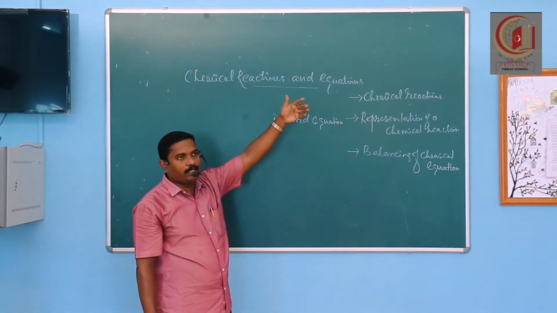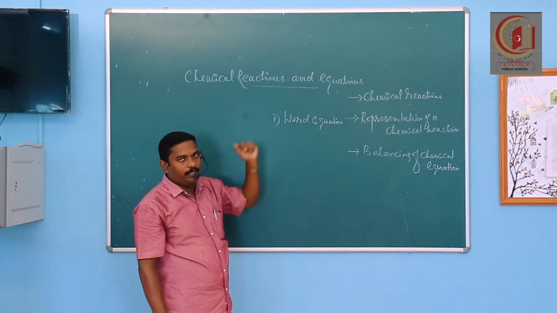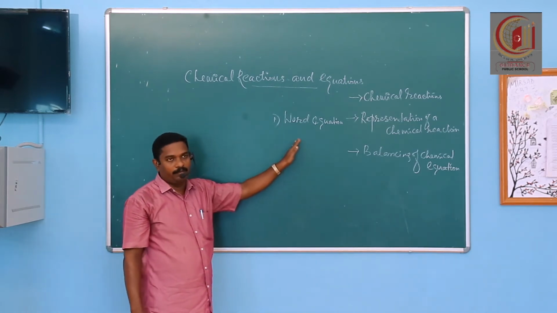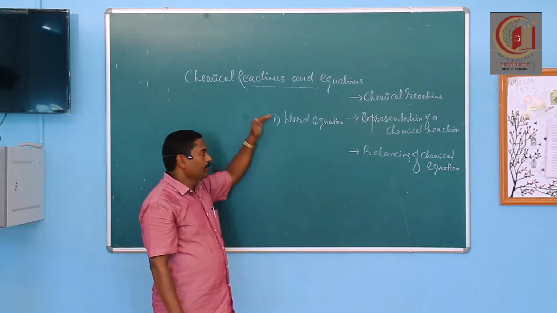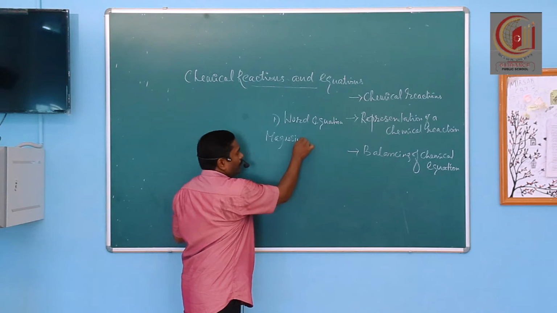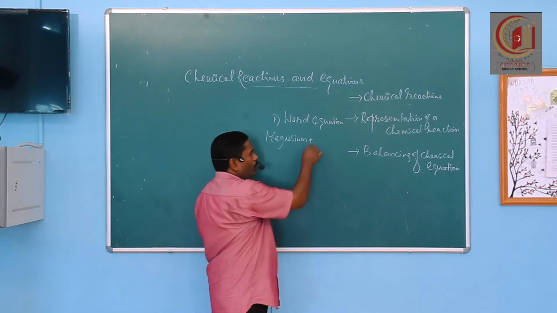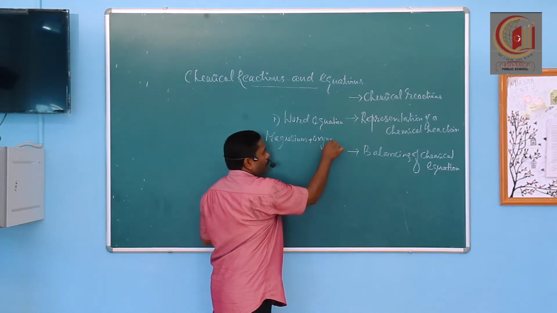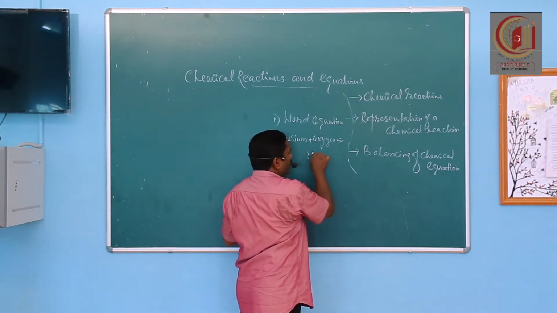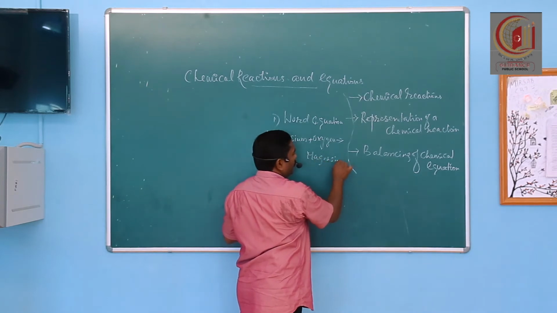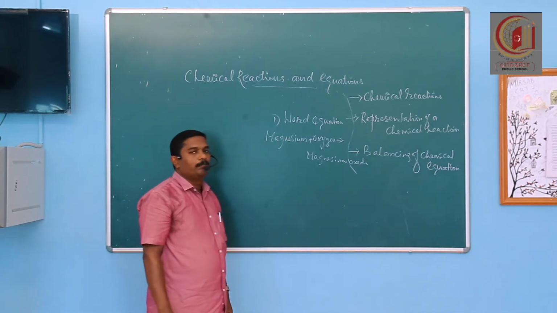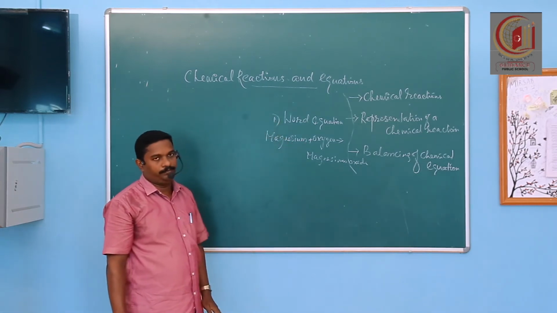As we have discussed in your activity 1.1, what is activity 1.1? Burning of magnesium ribbon. Then we can write in words: magnesium plus oxygen gives, what's the product? Magnesium oxide. And this is what we call a word equation.